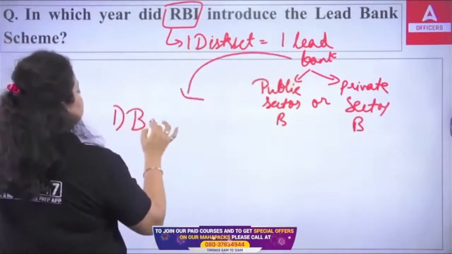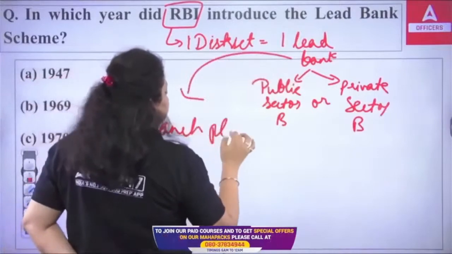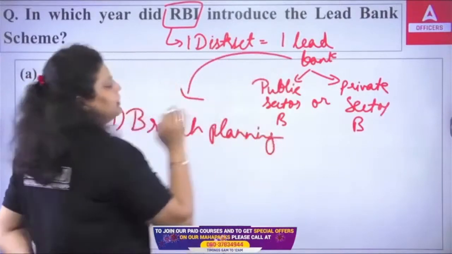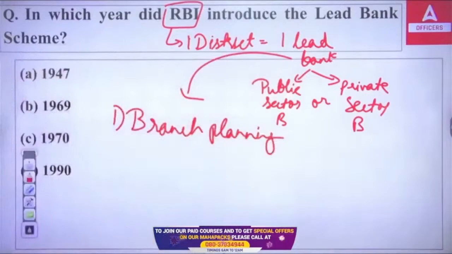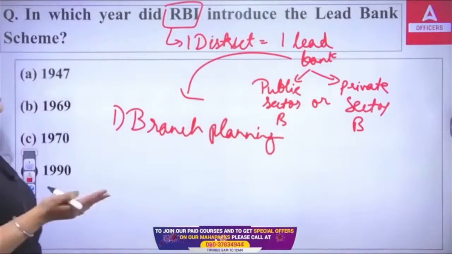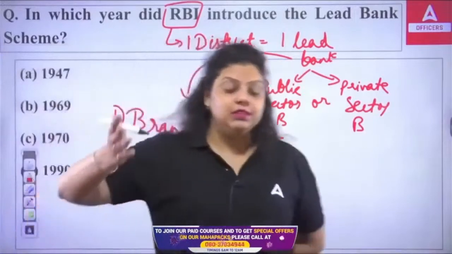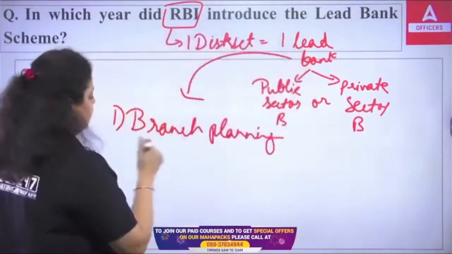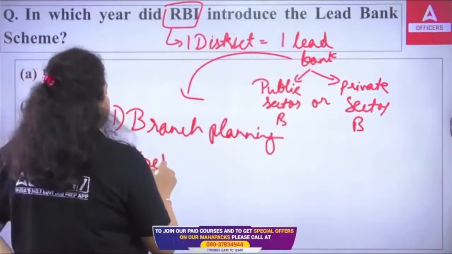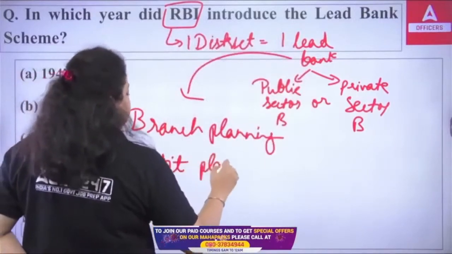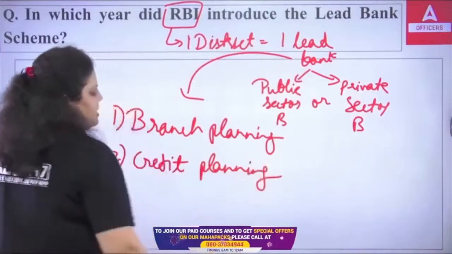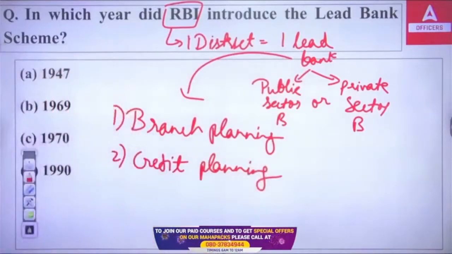And what they are going to do after becoming a lead bank: first, they have to do branch expansion planning. It means where it is required to open a branch of a bank. In a district where there are fewer branches of a bank, the customers are not getting the full financial services. So where it is required to open a branch, that will be planned. The second thing, they will do credit planning also, like what kind of loan products can be introduced and what kind of credit facility should be in this particular district.